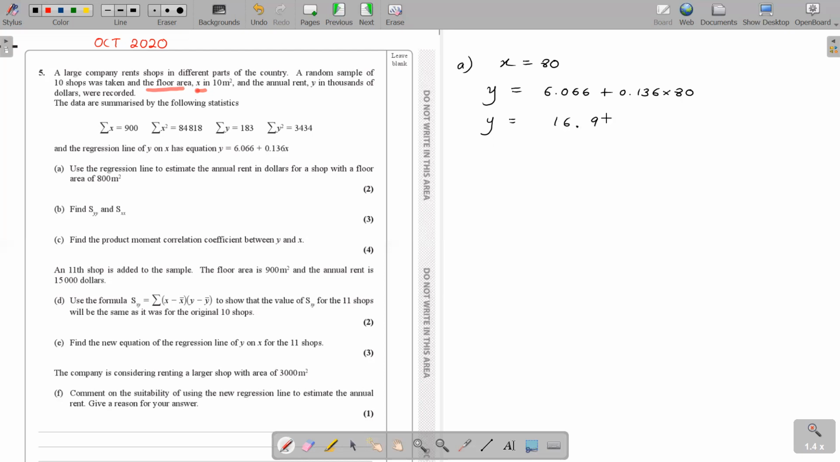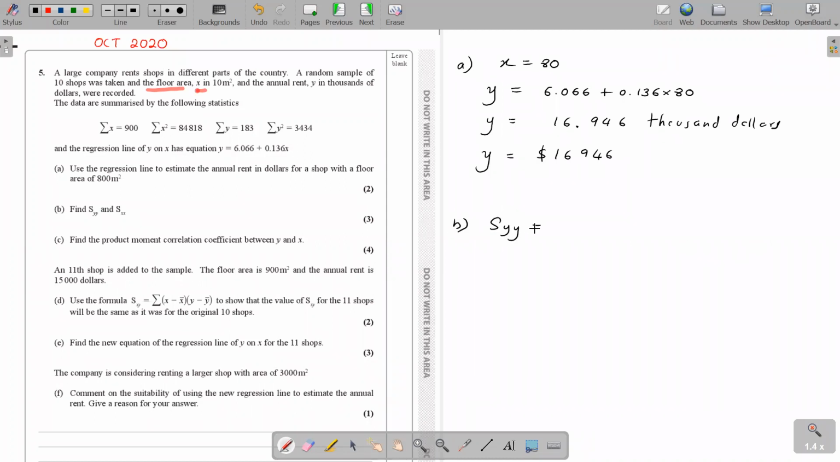16.946. Is this the final answer? The thing is, they tell you that Y is measured in thousands of dollars, which means it is $16.946 thousand. Are you with me? So the final answer, if you multiply, is $16,946,000. Make sure this is the annual rent and this is how you should give your final answer.